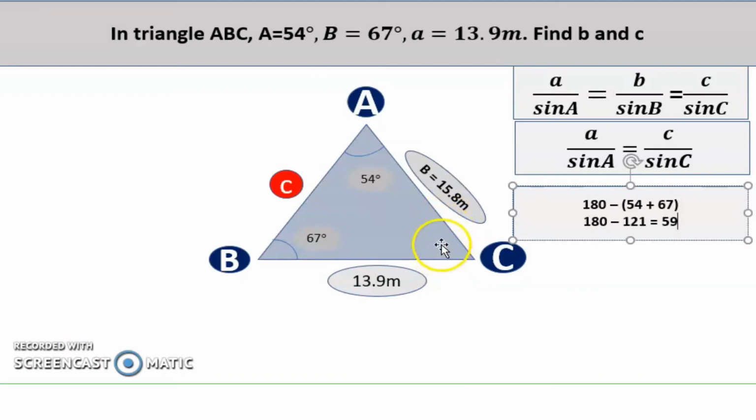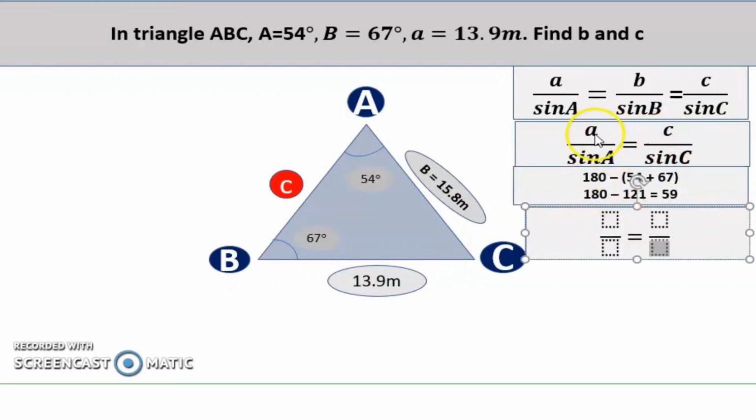So since we've gotten angle C to be 59 degrees, we can now use this formula to find side c. So to substitute into this formula, our a is equal to 13.9, so we put in a as 13.9. Our sine A will become sine 54 degrees. Our c, we don't know c, we are looking for c, so c remains c. Our sine C becomes sine 59 degrees, since we have gotten the angle for C to be 59 degrees.